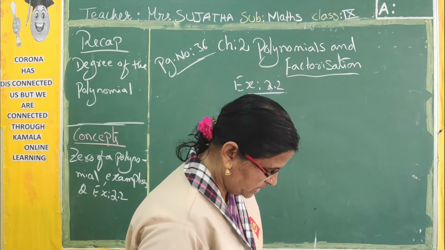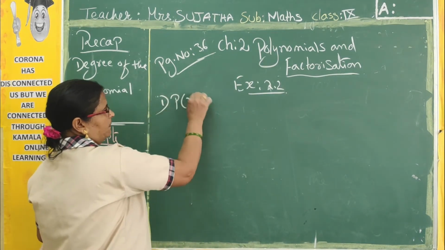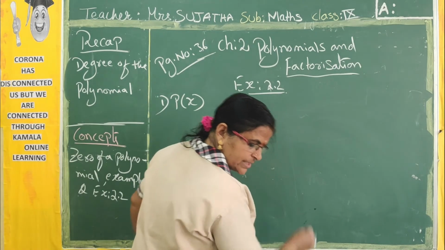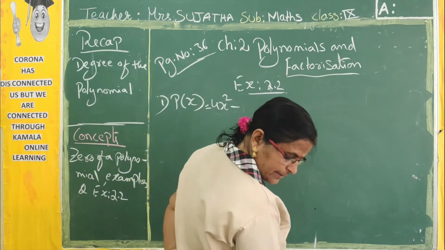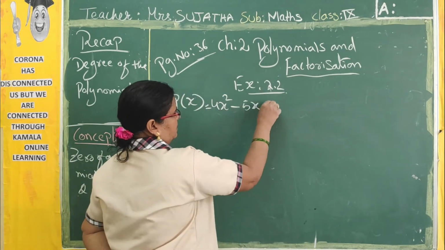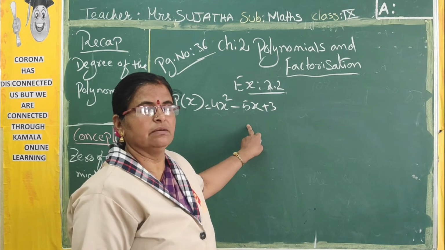So what is the polynomial? P of x is equal to, first write out the polynomial that is given: 4x square minus 5x plus 3. Okay, this is the polynomial. Which type of polynomial is this? How many terms does it have?